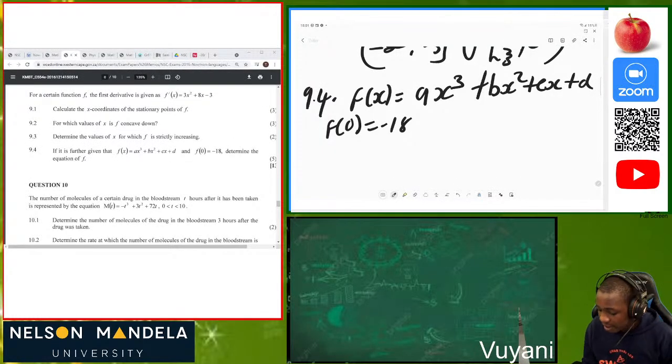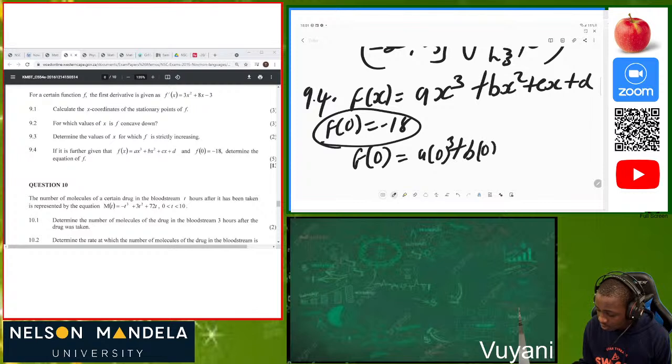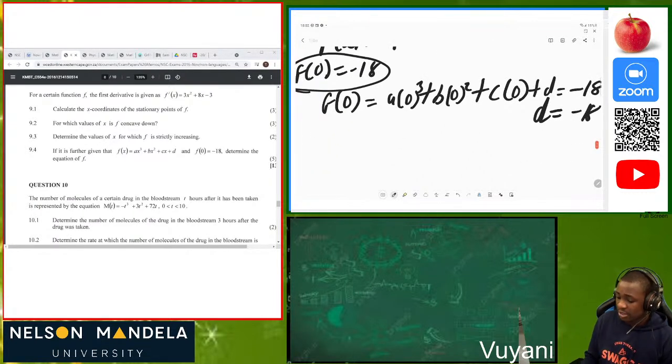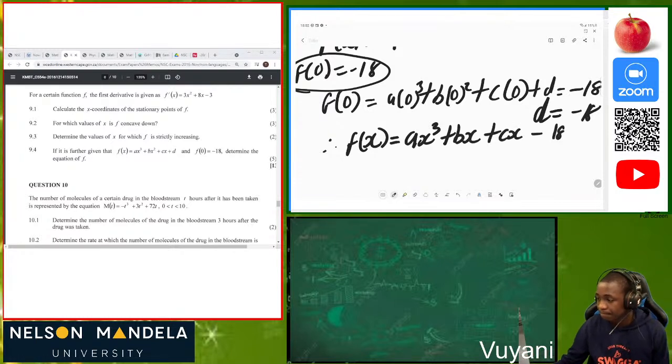Okay, let's determine the equation of f. We are given that f of 0 is -18. So let's substitute 0 wherever we see x. f of 0 is equal to a times 0 cubed plus b times 0 squared plus c times 0 plus d. This is said to be equal to -18. So we can see that our d is automatically equal to -18, guys. So we now have our d. So now our f of x is ax cubed plus bx squared plus cx minus 18.